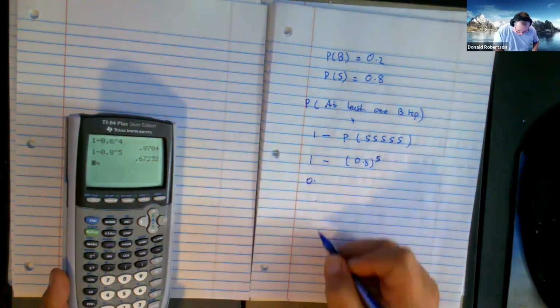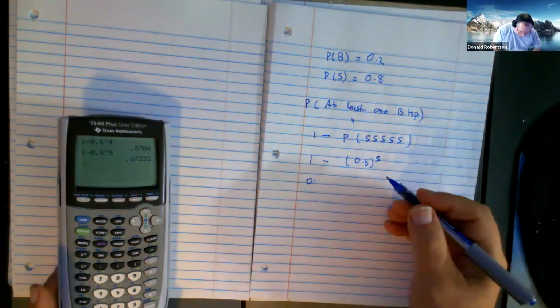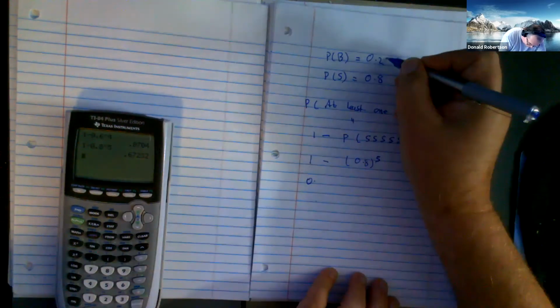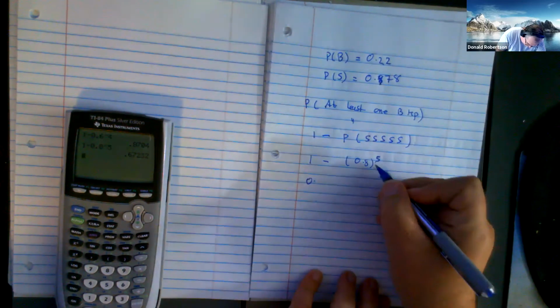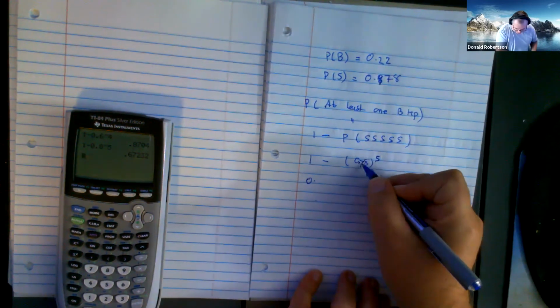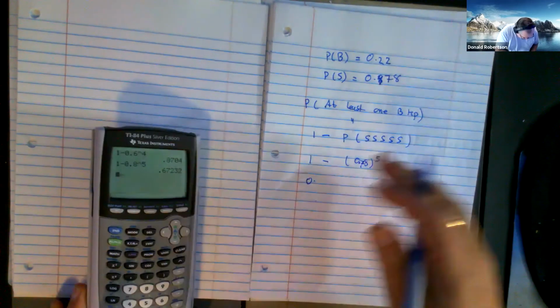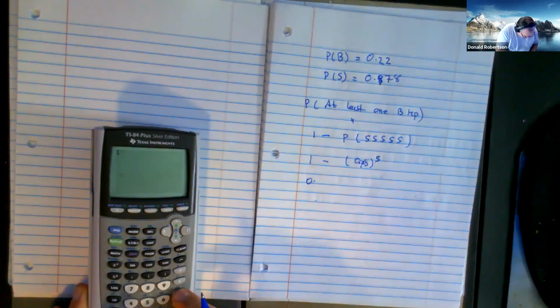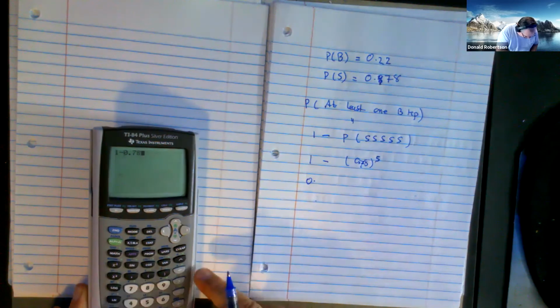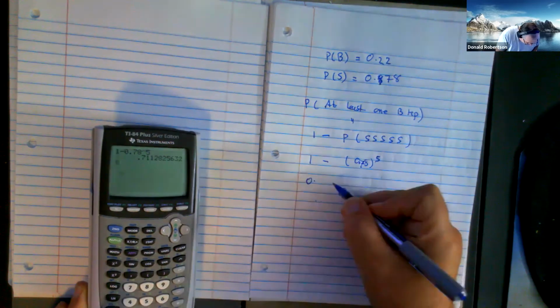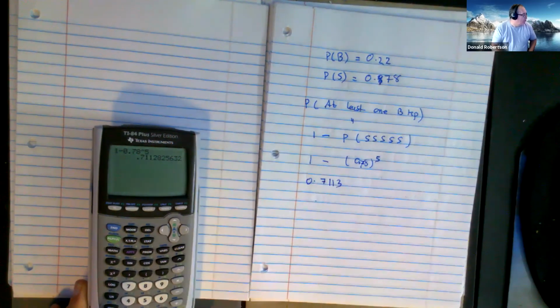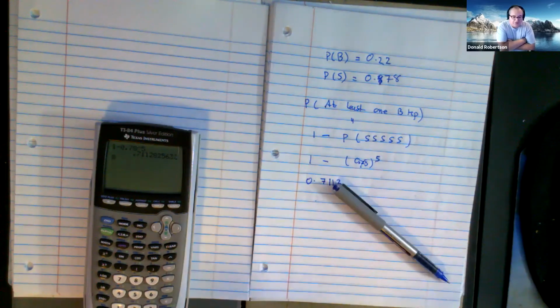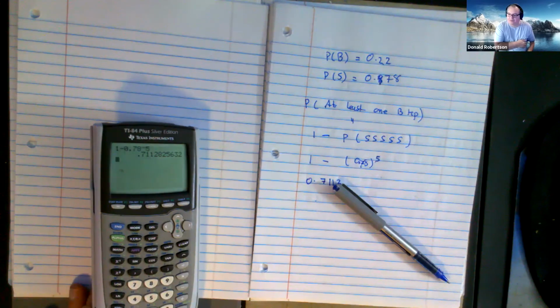Why is that? Oh, well, can I redo that? This number is 0.22 because I misread it, and that's 0.78. Same process, slightly different numbers. 1 take away 0.78 to the power of 5, and that ends up being 0.7113. Oh, you did that one right, except I missed my round off.